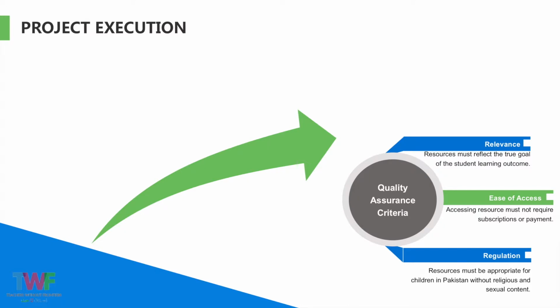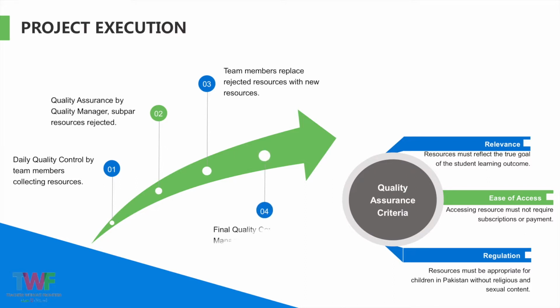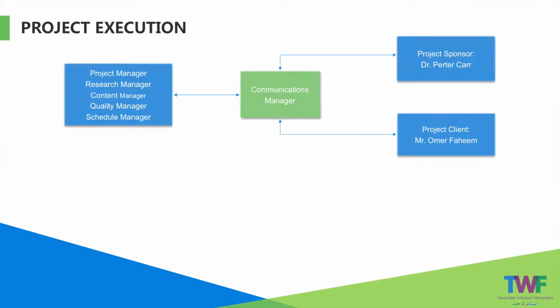Quality control and assurance was a critical aspect of executing this project, and it's worthwhile to take an in-depth look. To streamline the process, quality control was delegated to all team members responsible for collecting resources, not just the quality manager. Furthermore, the quality manager conducted quality assurance checks using criteria such as relevance, ease of access, and regulation to ensure compliance with the project constraints and requirements. Any resources not meeting these criteria were rejected by the quality manager and had to be replaced by team members. Only after final approval by the quality manager would the resources be submitted to the client.